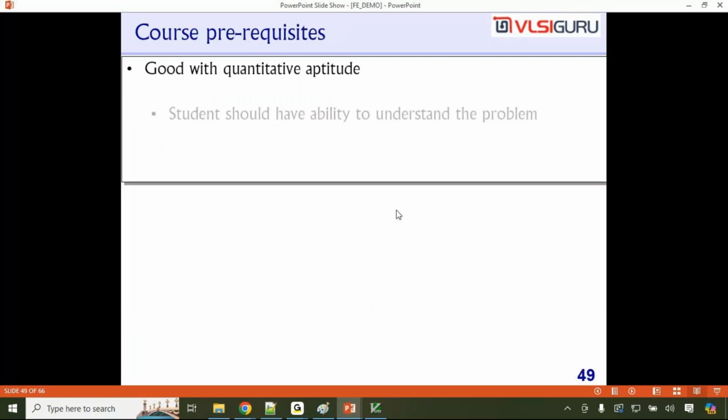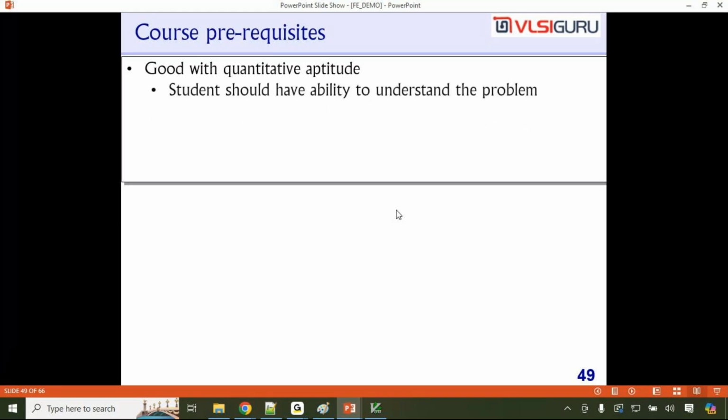What is the course prerequisite? You should be good with the basic quantitative aptitude, right? The basic problems, logical reasoning, that basic, you should be good. Why is quantitative aptitude related to this? It is that aptitude skill gives you the ability to understand the problem, and you should be able to do that logical analysis.